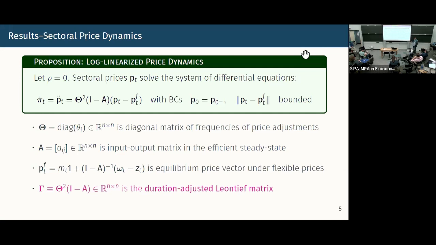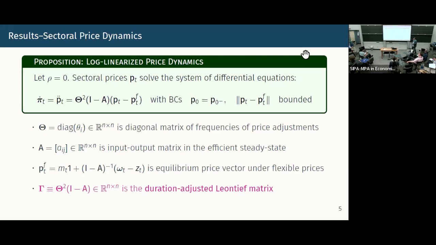Intuitively, the evolution of prices should also depend on how much each sector buys from another sector. Okay? So that's going to be this matrix A, which is the matrix of expenditure shares of every sector from every other sector. So the ijth element of this matrix is the expenditure share of sector i on sector j. That's our input-output matrix in the steady state, at the point of approximation.